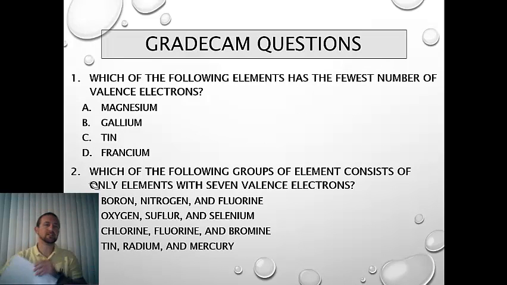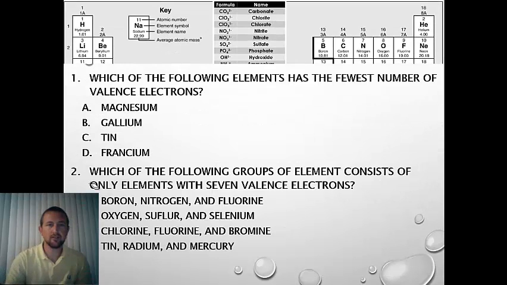Next couple of questions. Which of the following elements has the fewest number of valence electrons? Magnesium, gallium, tin, or francium? To answer these questions, consult the periodic table. Again, locate what column or what group number each is in, and then go from there. In question 1, which has the fewest? You want the element furthest to the left.